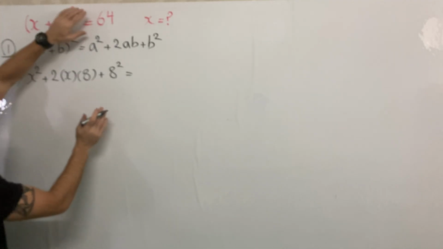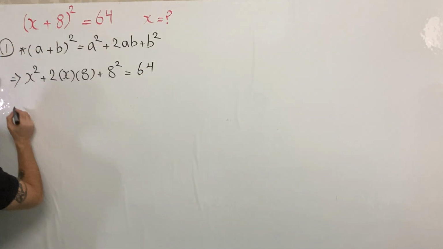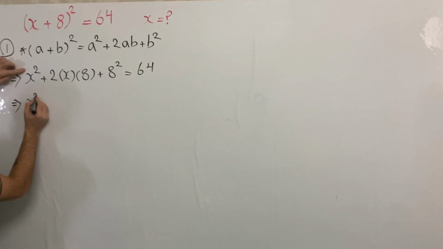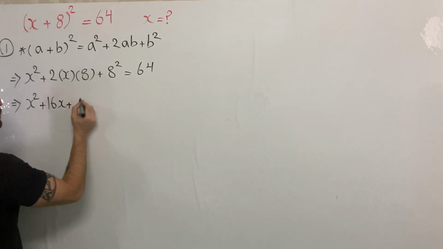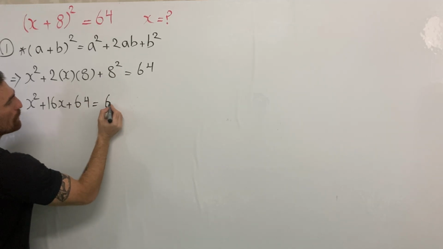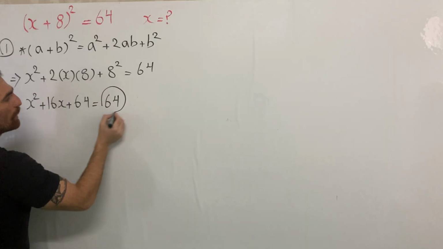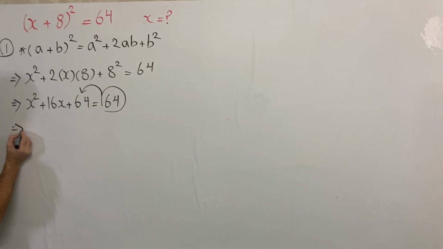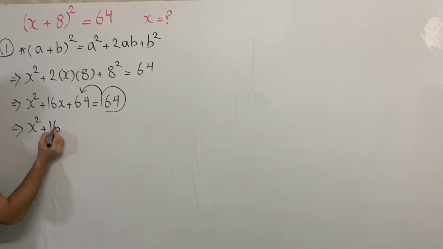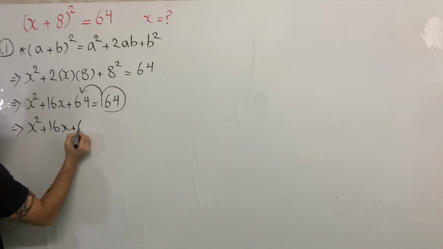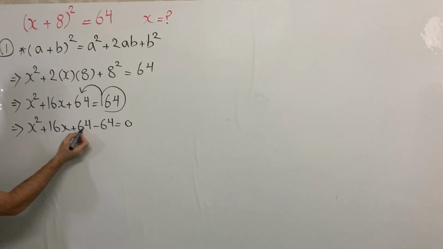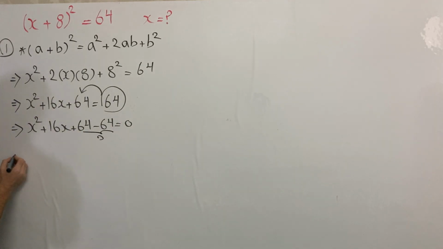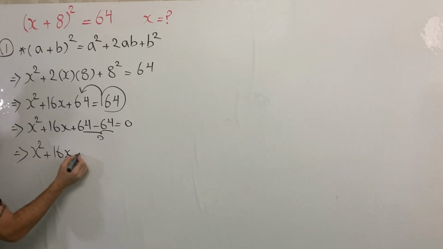This is our left side. Right side 64. Let's rewrite it. x squared plus 2 times 8, 16, x plus 8 squared or 64 equals 64. Now take this 64 to the left side. It is going to be x squared plus 16x plus 64 minus 64 equals 0. 64 minus 64 is 0. So our equation is going to be x squared plus 16x equals 0.